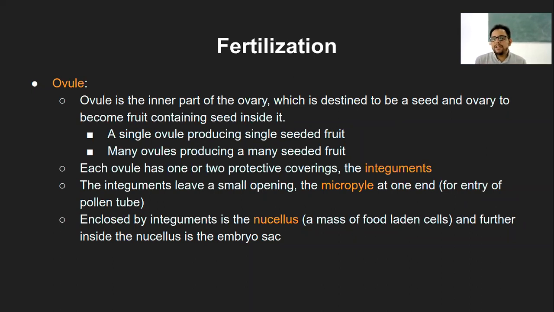Ovule is present within the ovary, right? And this ovary is the bigger part within the flower, and bigger part in the sense comparatively bigger compared to ovule, and ovules are inside that ovary, right? And these ovules are destined to be seeds, and ovary is destined to be a fruit containing seed inside it. So there can be different types of fruit. That means a single ovule producing a single seeded fruit. Any example of this which contains a single seed?